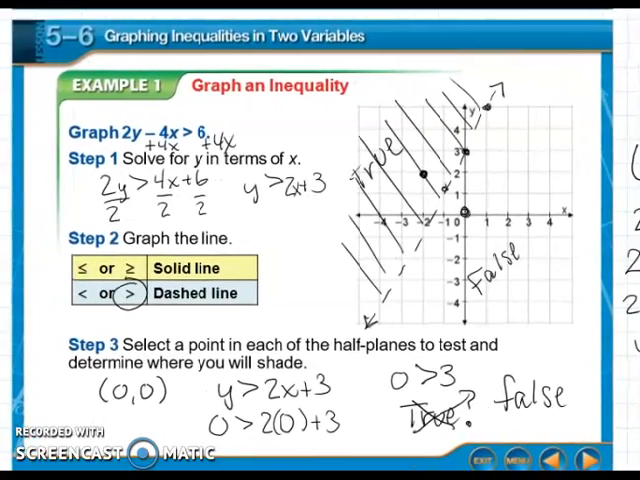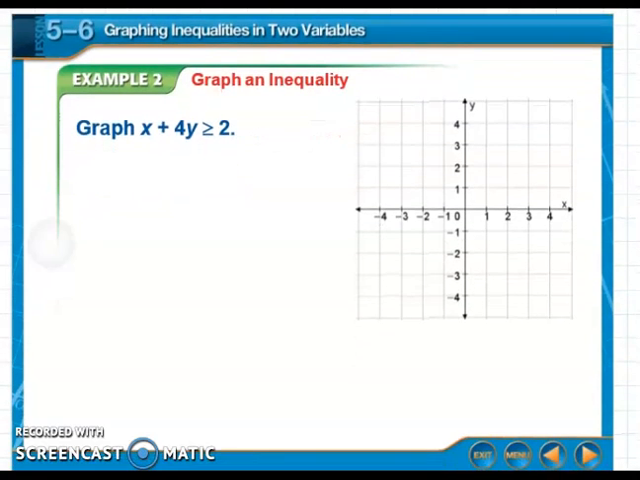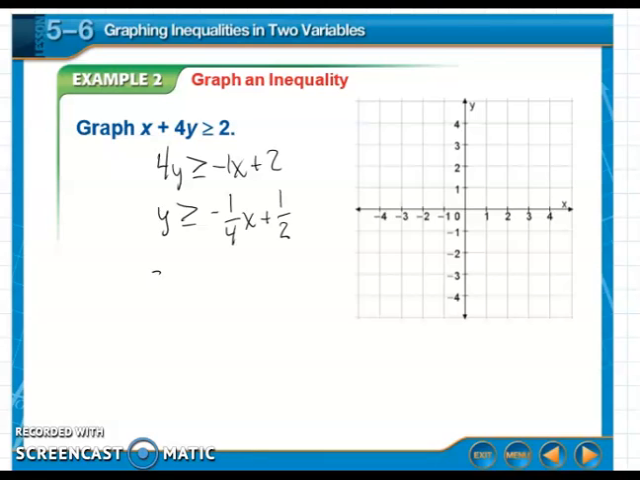So let's do this a little quicker. Graph this one. So move the x to the other side. Remember, there's a 1 in front of the x, so y is greater than or equal to negative 1/4 x plus 1/2. This is going to be a solid line. It's going to have a y-intercept of 1/2. I'm going to go down 1 over 4. 1, 2, 3, 4. And again, I went down because that's a negative slope.